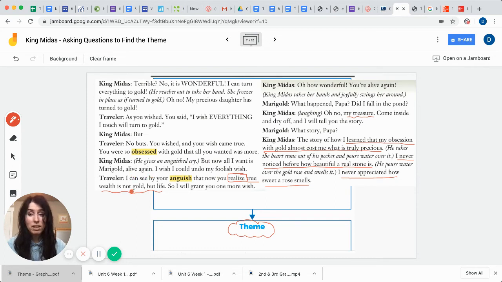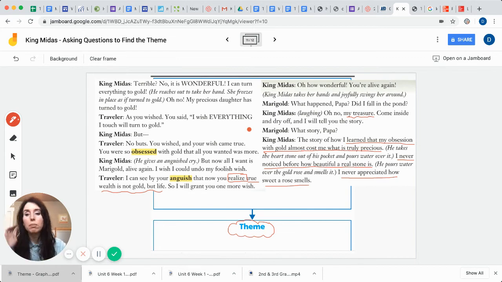The traveler says, "Oh, I can see by your anguish," that means huge sorrow, sadness, "that you now realize that true wealth is not gold, but it's life, living a life of happiness, right? So I will grant you one more wish." And as you know, he's lucky that he gets the chance to go back and erase what his bad decision was and try it again. And that's what's so nice about life. We do have opportunities to go back and try things again.